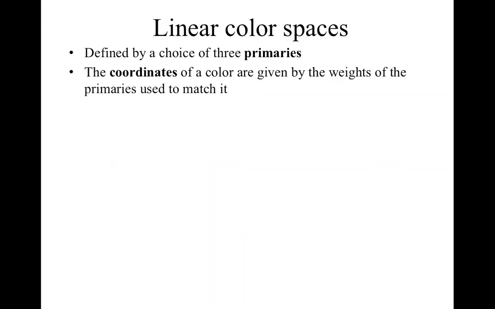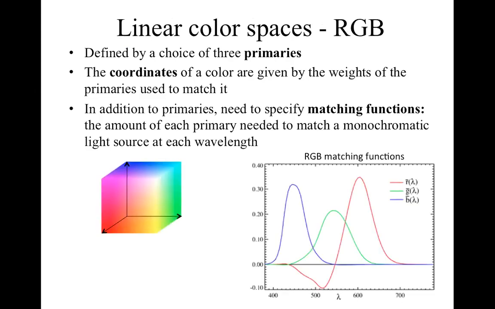Now, about linear color spaces. Linear color spaces are defined by choosing three primaries, and the coordinates of a color are given by the weights of the primaries used to match it. So you need what are called the matching functions. These matching functions are the amount of each primary needed to match a monochromatic light source of each wavelength. And you can see the results obtained back in the 1920s, the RGB matching functions here.